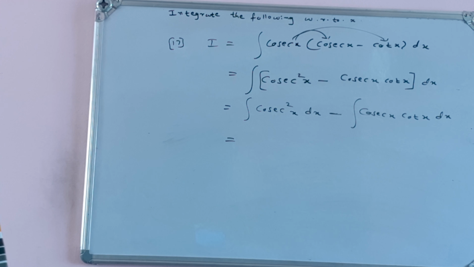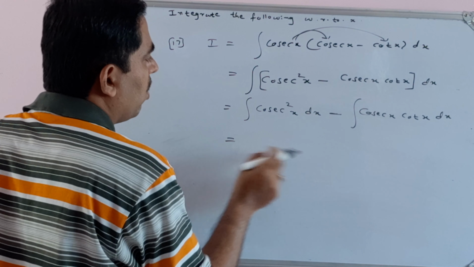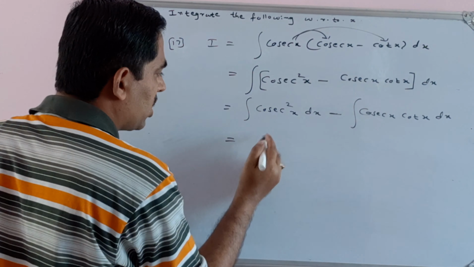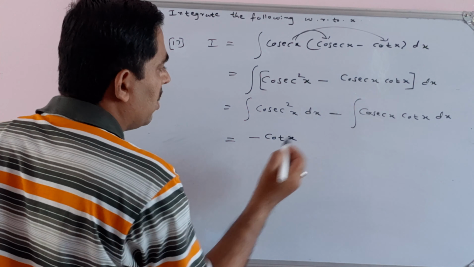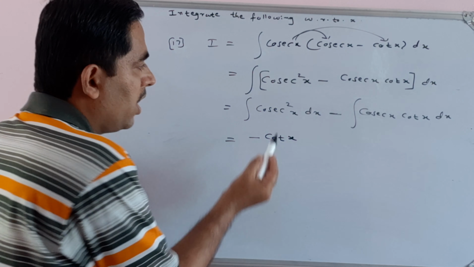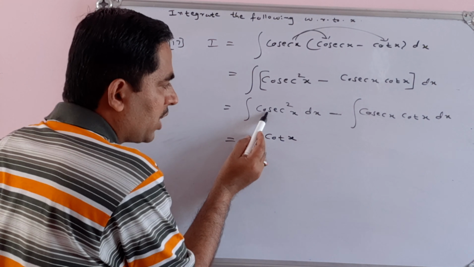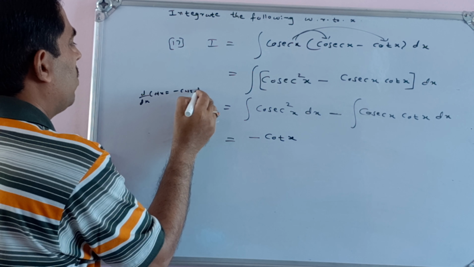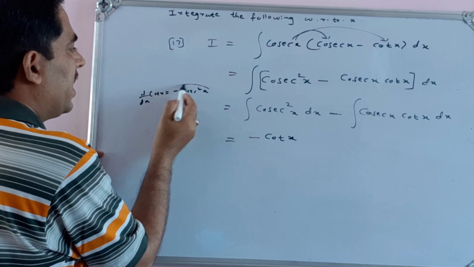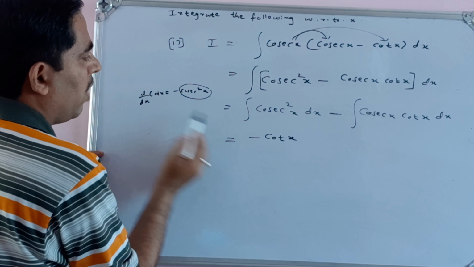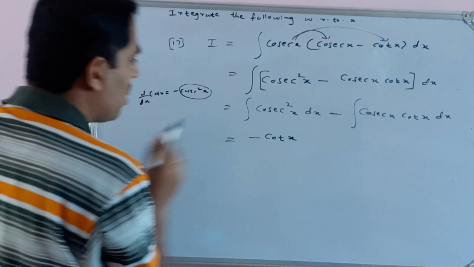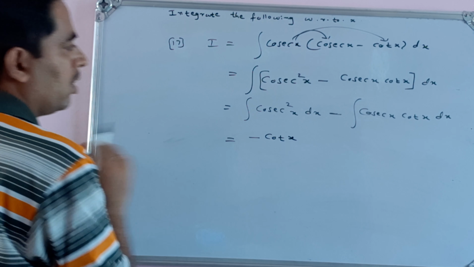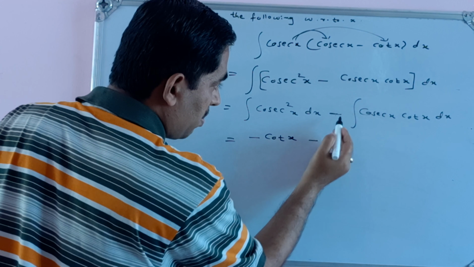See, integration of cosecant square x. What is the direct formula? Yes, integration of cosecant square x is minus cot x. Remember the formula from the list. See, derivative of cot x is minus cosecant square x. So in the reverse way, integration of cosecant square x should be minus cot x. That's why integration of cosecant square x is minus cot x. Then the minus is there, I will write this minus as it is.